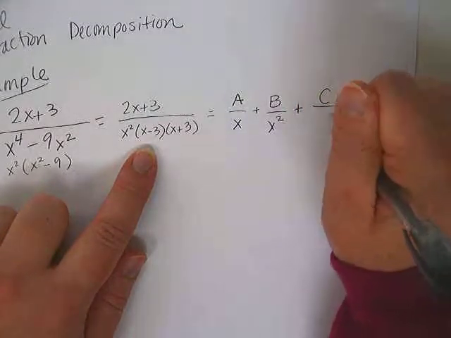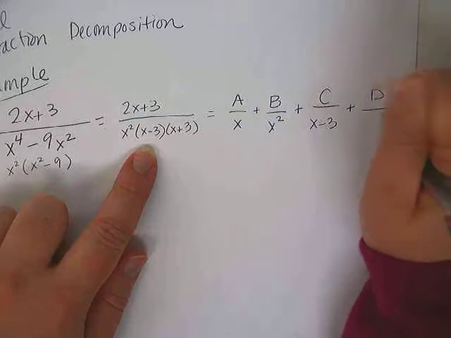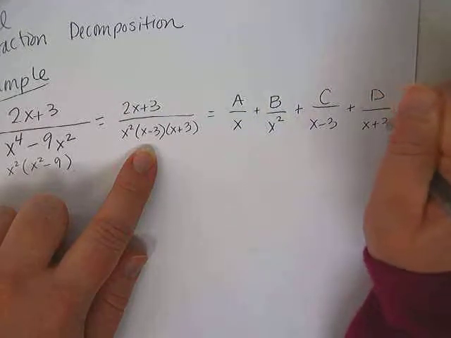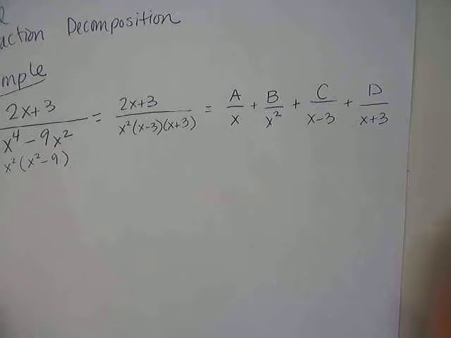Then what? C over x minus 3 and D over x plus 3. Okay, good. There's our setup. Now how do we do the next step? What's the next step?